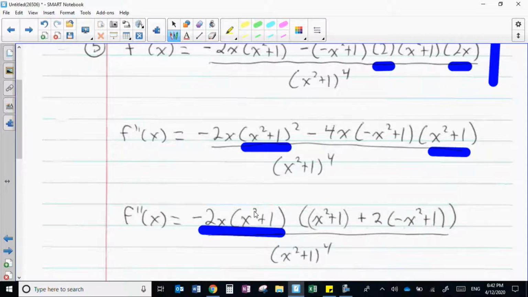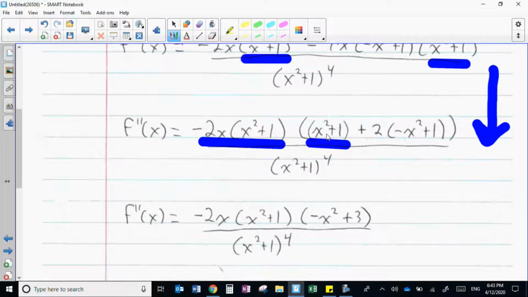And what I was left with, well, when you take this and you divide it by x squared plus 1, you get x squared plus 1. The x squared plus 1 here was factored out, and I'm just left with a 2 here now, and the negative x squared plus 1. So from here to here, we're just factoring.